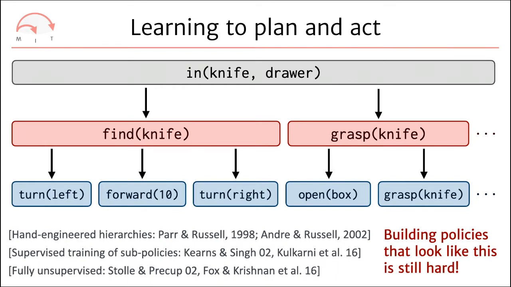And sure enough, there is a huge literature in reinforcement learning and learning from demonstrations on building hierarchical policies, hierarchical agent architectures that work this way. For the most part, they either require you to formalize the entire planning domain that you're working in symbolically and hand engineer a planning mechanism that gets you from goals like knife and drawer to sequences of high-level actions.